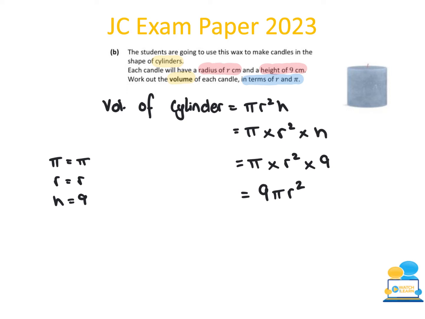Now once again, we're talking about volume, so we need to put in our units. So our units we were talking about again was centimetres, and volume again to the power of 3. So this now gives us the volume of one of these candles is 9 pi r squared centimetres cubed in terms of pi and r. So I've just left pi and r in my answer. I don't need to do anything with those because the question told me to give your answer in terms of pi and r.